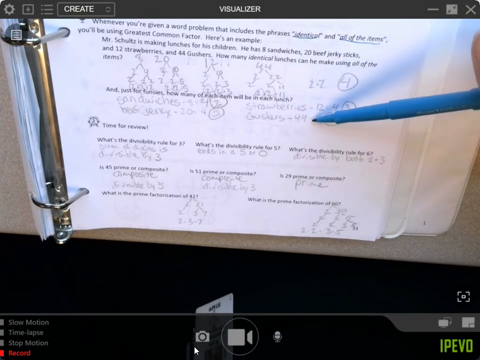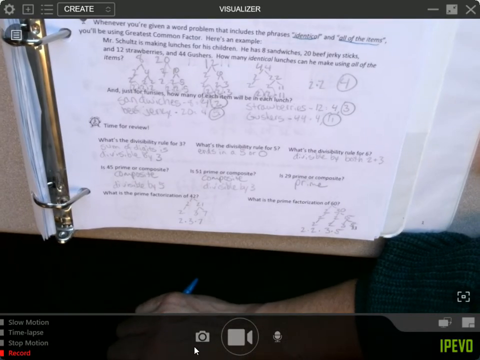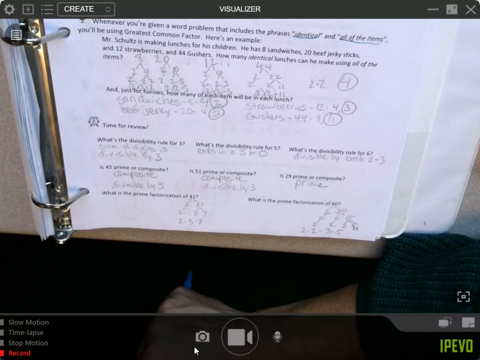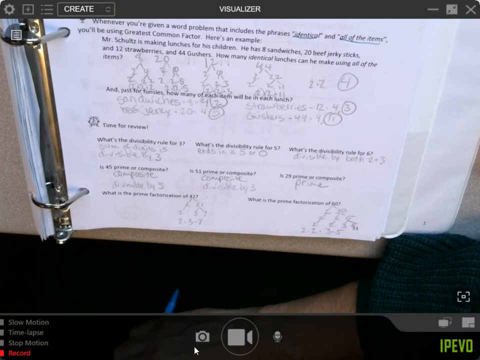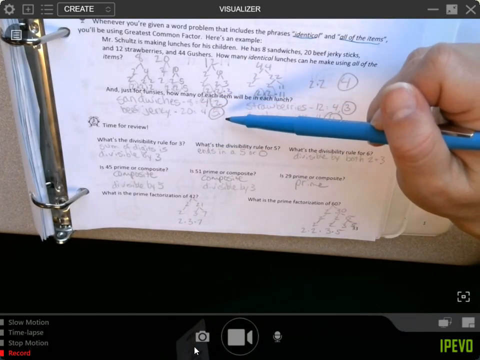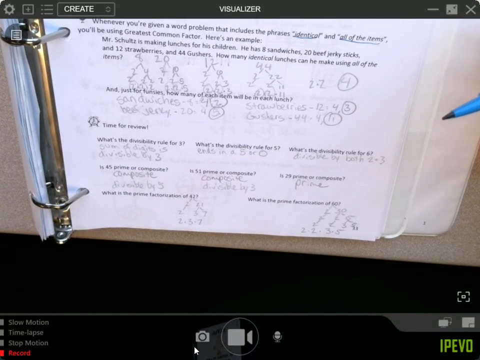And for gushers, there are 44. The factor buddy of 4 would be 11. So if we know there's 4 lunches, you put its factor buddy. What number goes in the pair with it to multiply together to get the total amount? Does that make sense how I found those? So there would be 2 sandwiches, 5 beef jerkies, 3 strawberries, and 11 gushers. Any questions?